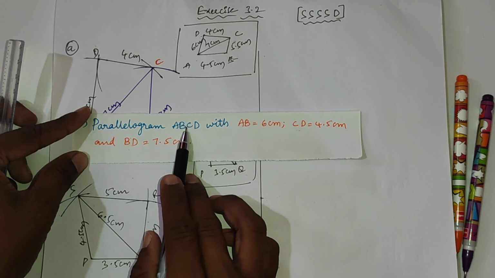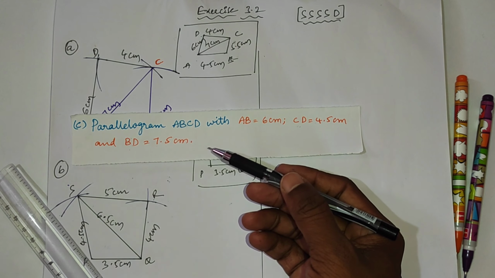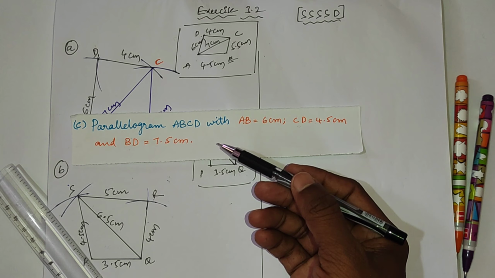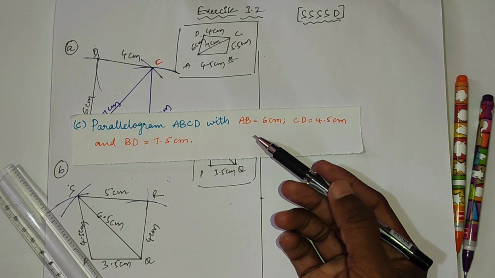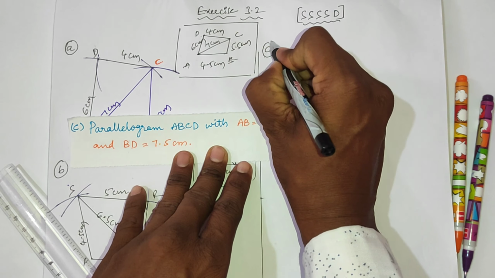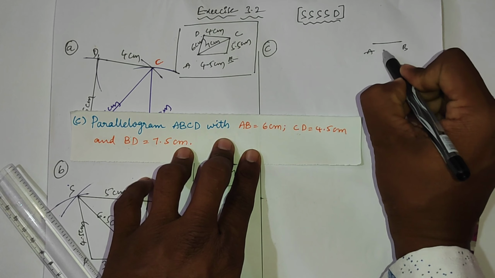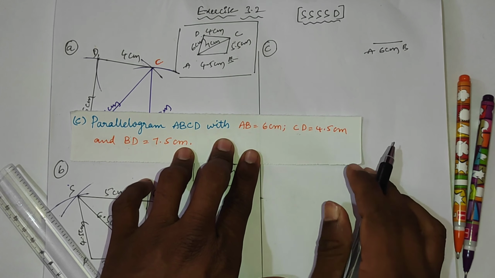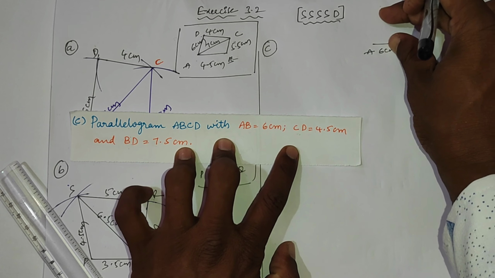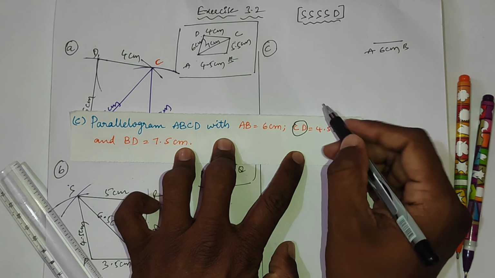Quadrilateral ABCD. So what is the property of a parallelogram? We know that opposite sides are parallel and equal in length, right? So first we will try to draw a rough sketch here. See, suppose we take AB as a length of 6 centimeters. Okay, then CD is given. In ABCD, these two are parallel, right? Yes. So this one we will consider as BC.